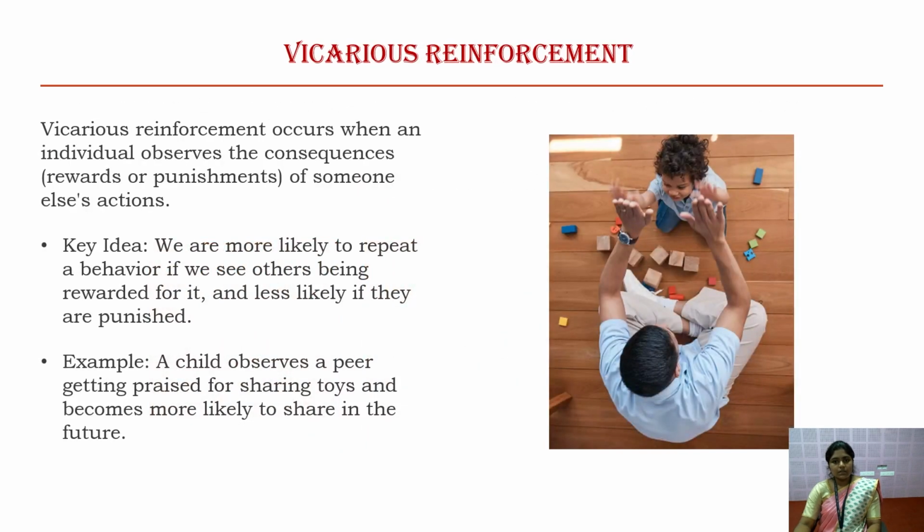Coming to vicarious reinforcement. This occurs when an individual observes the consequences of someone else's action. The observer will be observing the consequences, which can be a reward or a punishment for the action they produce, and they are likely to reproduce it. The key idea of vicarious reinforcement is that we are more likely to repeat a behavior if we see others being rewarded for it, and less likely if they are punished.